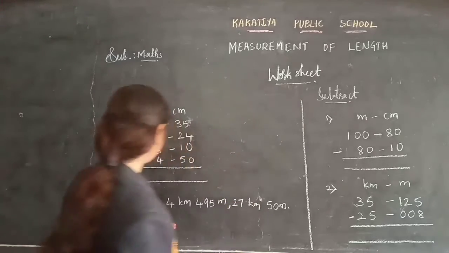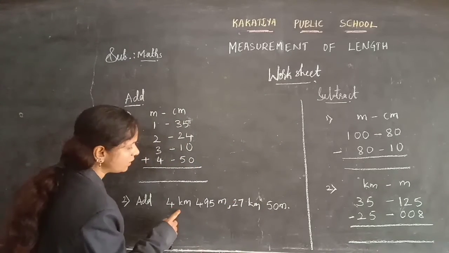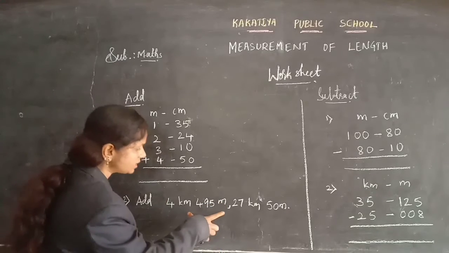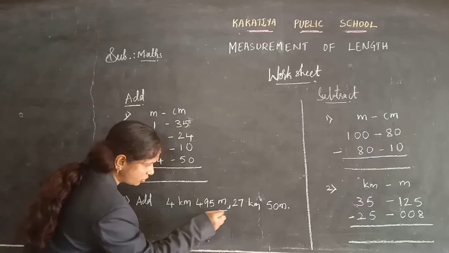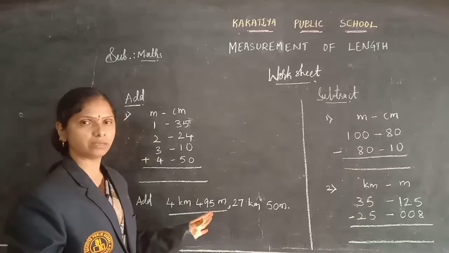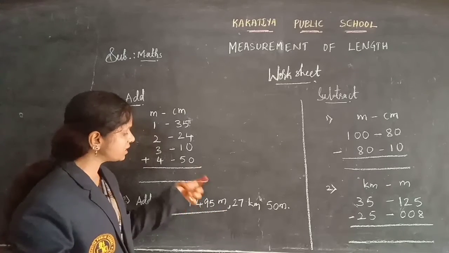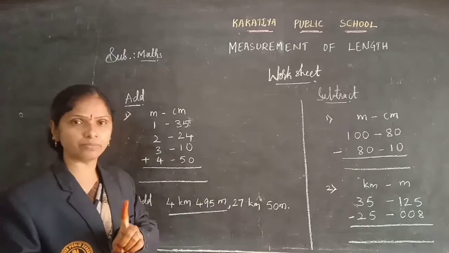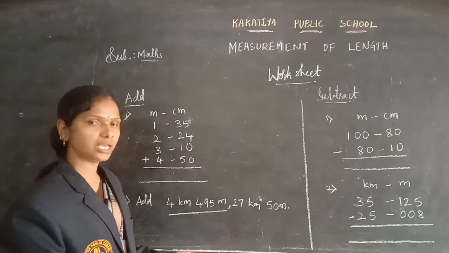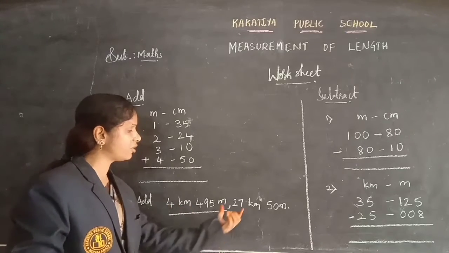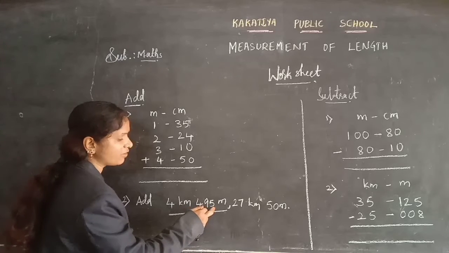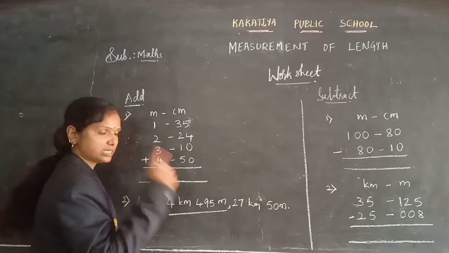Okay. Now second one you see here. Add 4 kilometers 495 meters. Kilometers and meters. This total is one number only, children. This total is first number. You don't think this is the one number and this is a separate number. This total 4 kilometers 495 meters is first number. You need to arrange like this. While you are arranging in column, first kilometers and meters you take, kilometers numbers in kilometers column and meters numbers in the meters column, children. So 4 kilometers 495 meters is the first number.